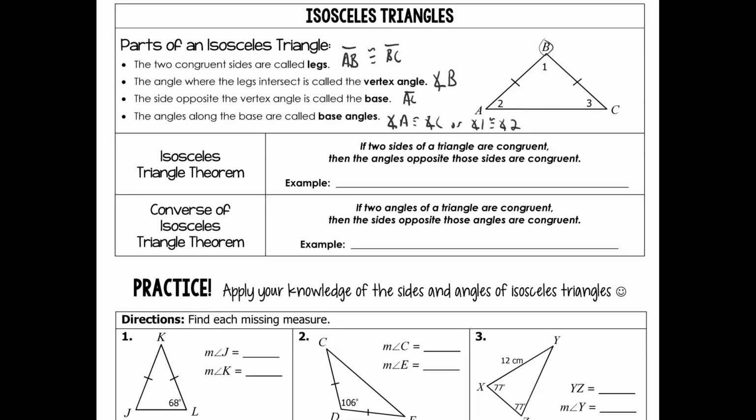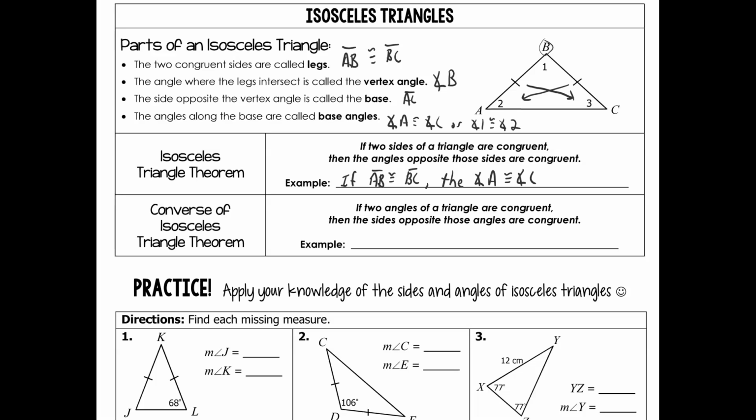Alright, so the isosceles triangle theorem says that if two sides of a triangle are congruent, then the angles opposite those sides are congruent. So if we look at the triangle above, we can see that these two sides are congruent, and I like to draw these little arrows. So if these sides are congruent, the angle across from that side and the angle across from that side are congruent. So what this statement is saying is if AB is congruent to BC, which in this case they are, then it follows that angle A is congruent to angle C.